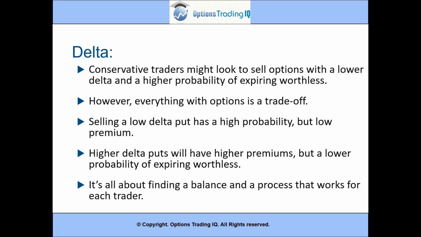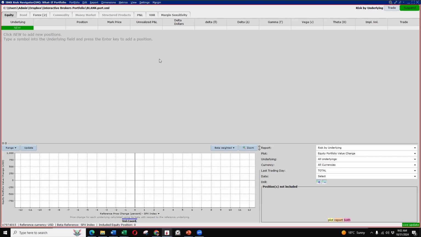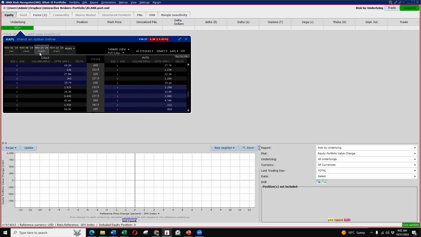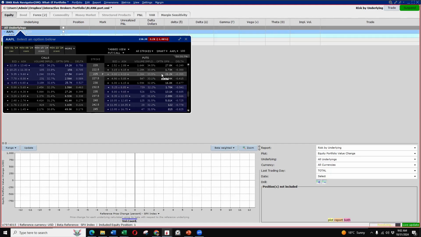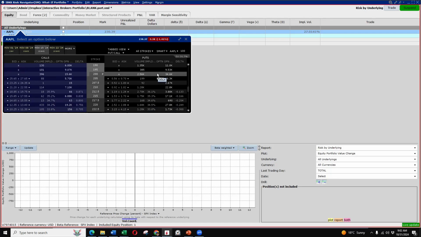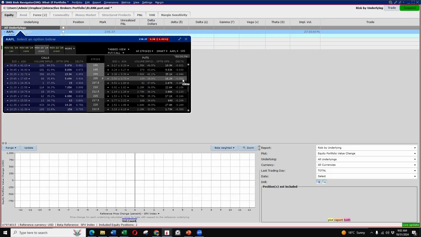Let's look at some examples. So going over to my broker platform, Interactive Brokers, we're looking at their Risk Navigator platform within Trader Workstation. Let's use Apple as an example. We'll go to the first monthly expiration and we'll look at, say, a 35 delta put. Notice how the delta here is negative 0.35. We just say 35 delta for short. So we'll look at the 35 delta put and we'll look at a deep out of the money put as well, this roughly 7 delta put.